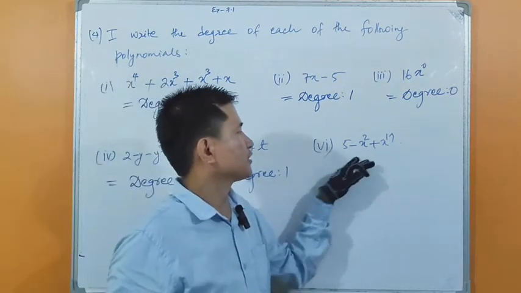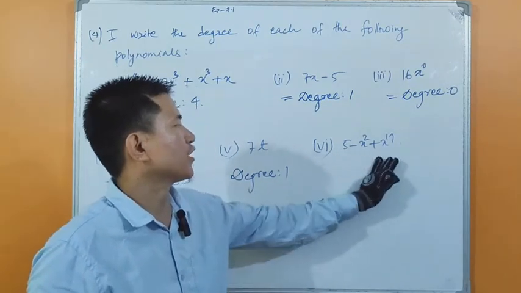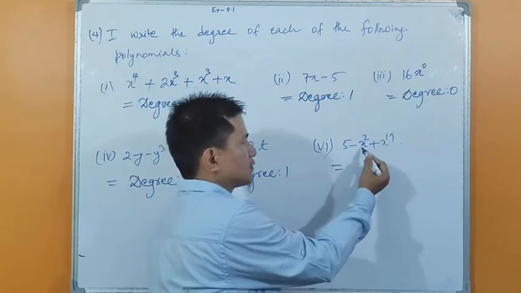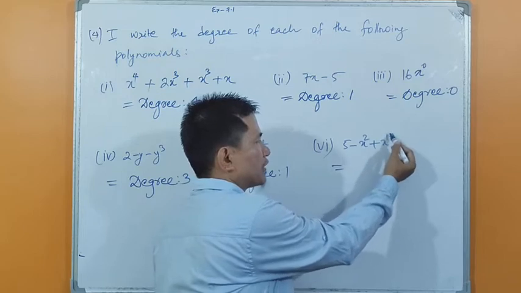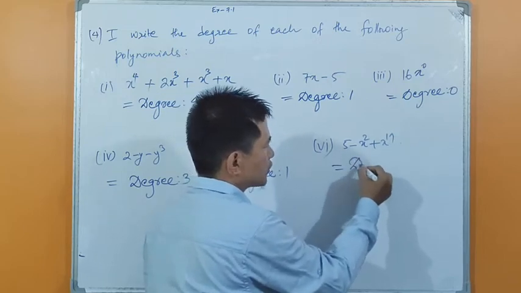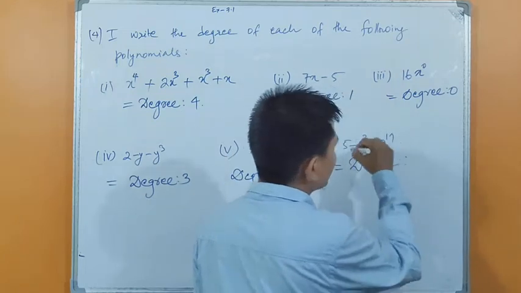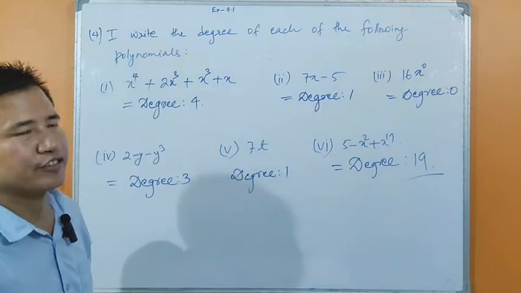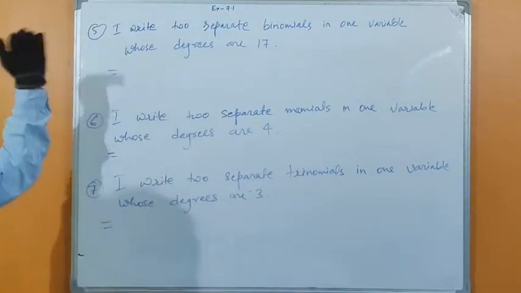In this expression, this is a trinomial. 3 expressions, 1, 2, and 3. This is a trinomial. And the degree of this expression is the highest power of the variable. Here the highest power of the variable is 19. So the degree of this polynomial is 19. I hope you got this. Now let us go for question number 5. Okay, let's begin with question number 5.